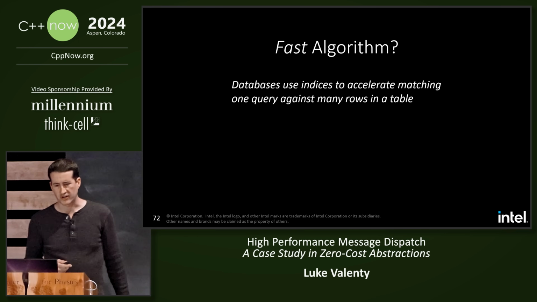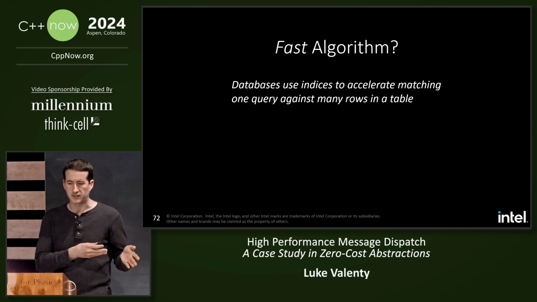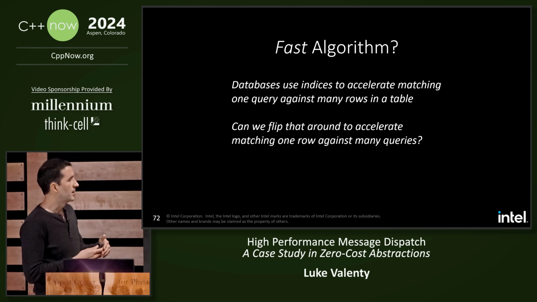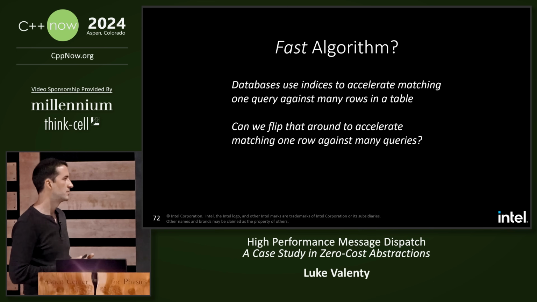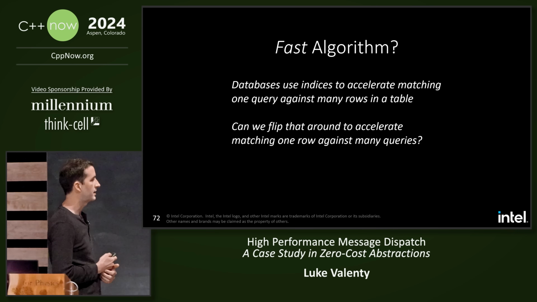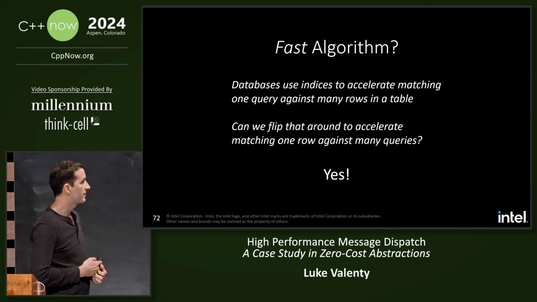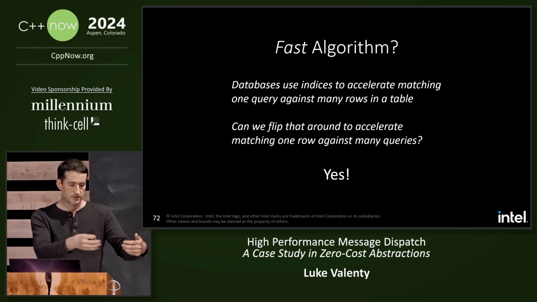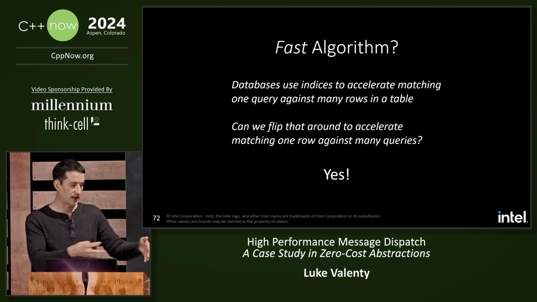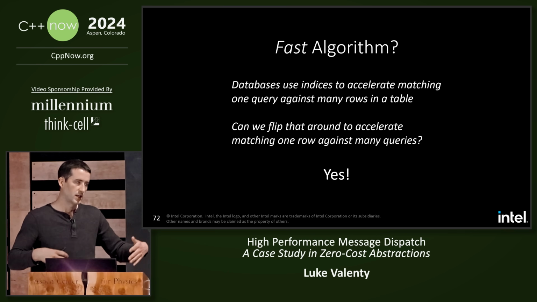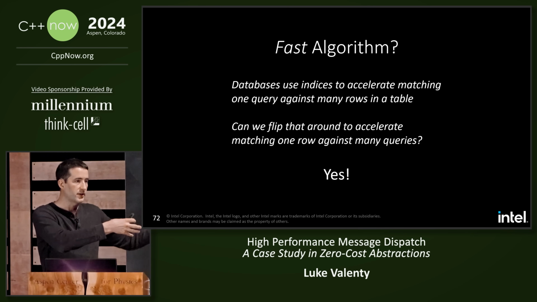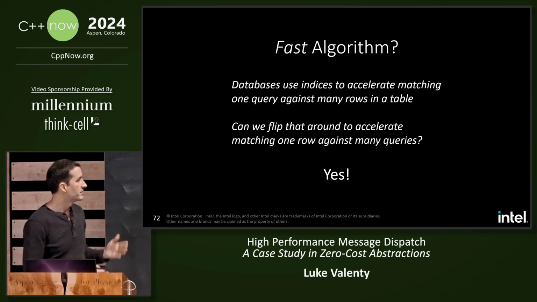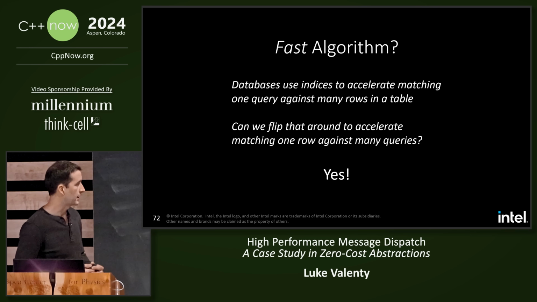Except we kind of need to turn it upside down. A database will use indices to accelerate matching one query against many rows, but we actually want to match one row, one message, against many different queries to see which one it connects to. But we can do this, because a row has fields, a data structure. A message has fields that are specific values, and simplistically, a query has requirements on fields of specific values, right? So there's that symmetry there, and we can take advantage of that.